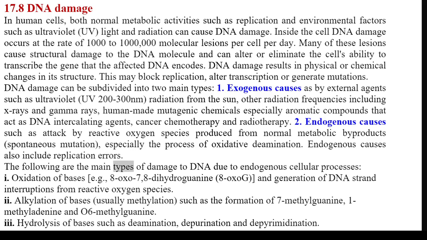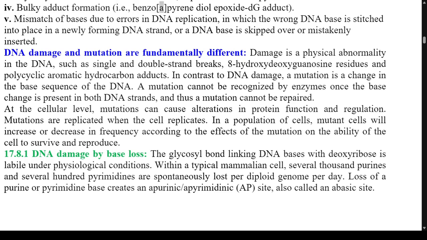The following are the main types of damage to DNA due to endogenous cellular processes. 1. Oxidation of bases, for example 8-oxo-7,8-dihydroguanine (8-oxo-G), and generation of DNA strand interruptions from reactive oxygen species. 2. Alkylation of bases, usually methylation, such as the formation of 7-methylguanine, 1-methyladenine, and O6-methylguanine. 3. Hydrolysis of bases, such as deamination, depurination, and depyrimidination. 4. Bulky adduct formation, i.e., benzo[a]pyrene diol epoxide-dG adduct. 5. Mismatch of bases due to errors in DNA replication, in which the wrong DNA base is stitched into place in a newly forming DNA strand, or a DNA base is skipped over or mistakenly inserted.